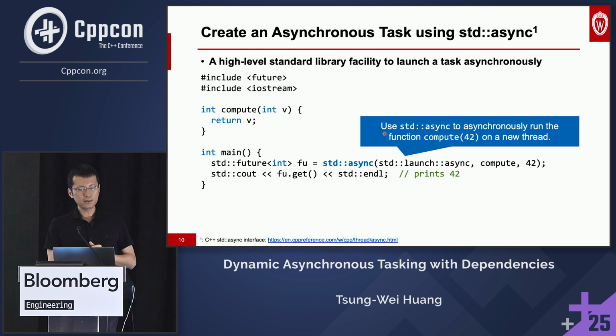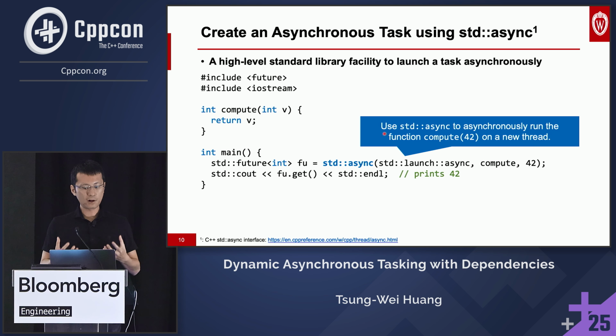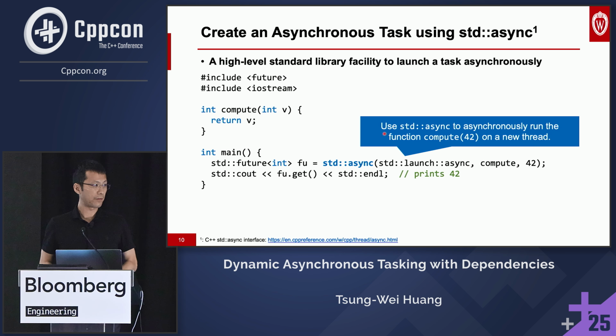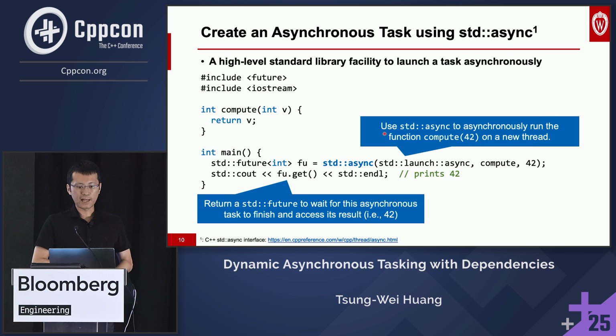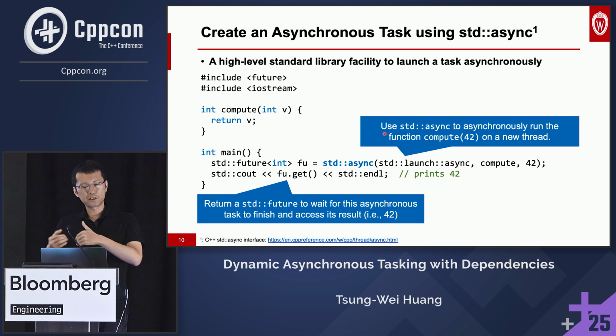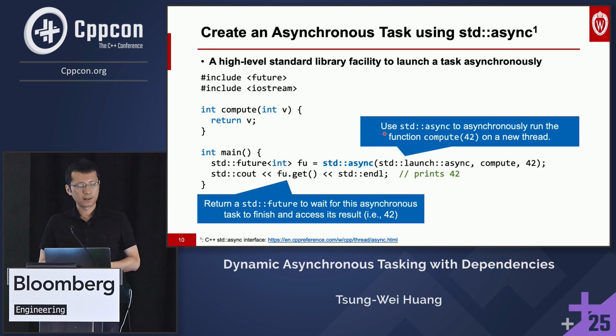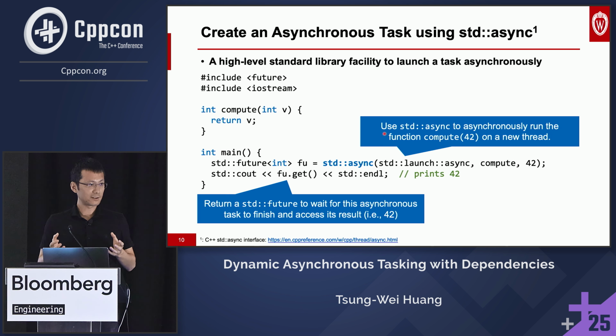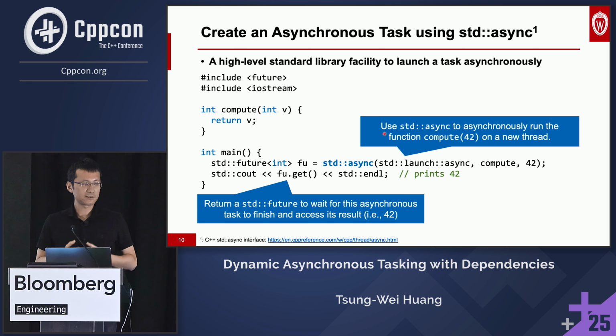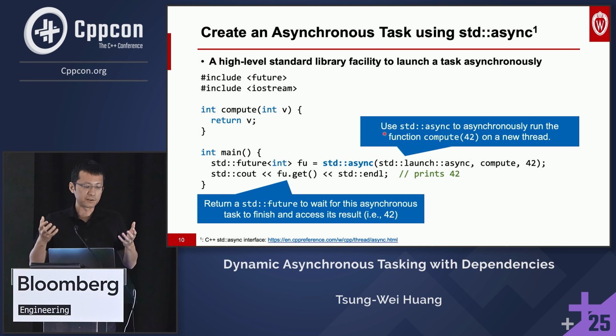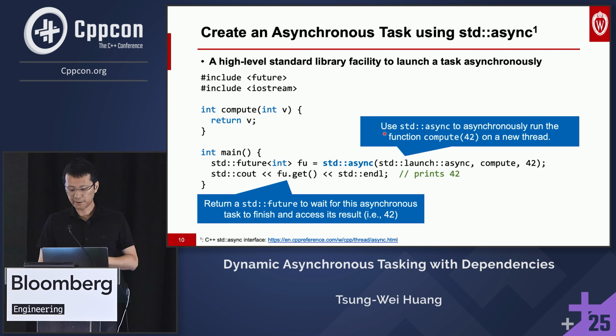We use std::async to asynchronously run this function on a new thread. And that std::async will return a future object for us to wait for this asynchronous task to finish, and we can access its result. In this case, the result will be 42. Very simple.